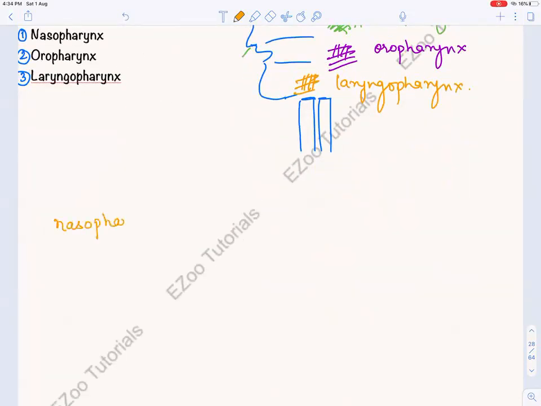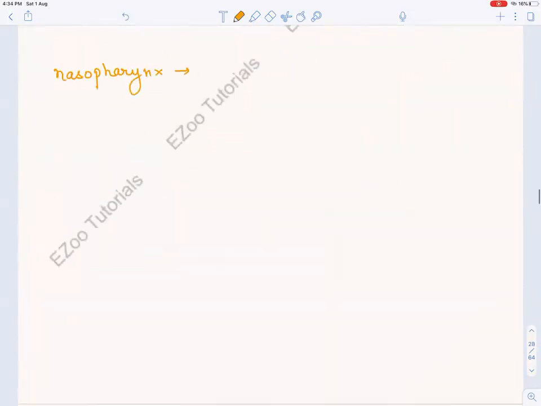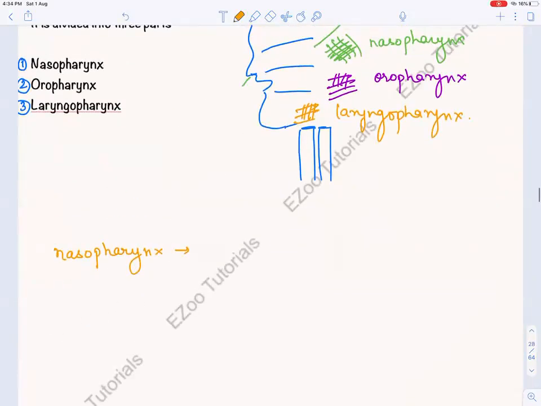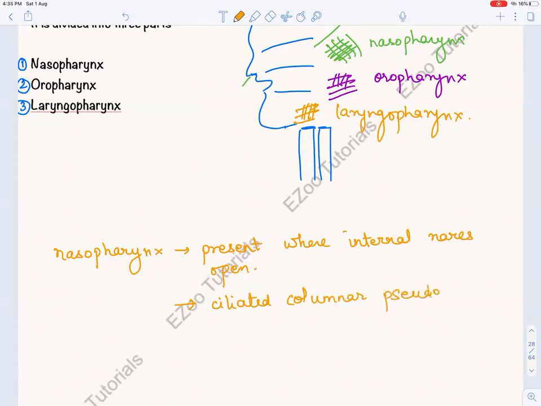Let us do something about nasopharynx. Nasopharynx is present where the internal nares open. Okay, got the point? One more thing, it is lined with ciliated, columnar, pseudostratified epithelium.